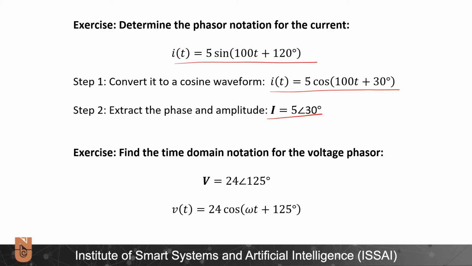And similarly I can do the inverse. Here I have a phasor V is equal to 24 times angle 125 degrees, and I can write this in the time domain as v(t) is equal to 24 times cosine (omega t plus 125 degrees), because I don't know what the frequency of that phasor is. That information is omitted in the phasor notation. Therefore, here I need to just write omega and find the frequency information from somewhere else.